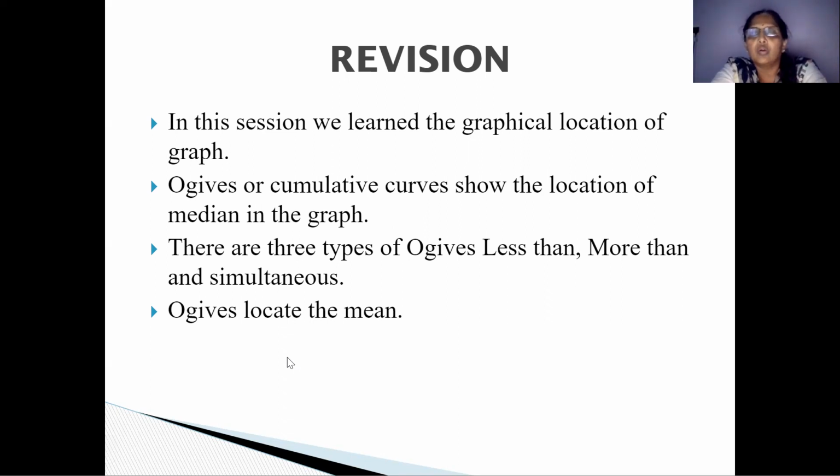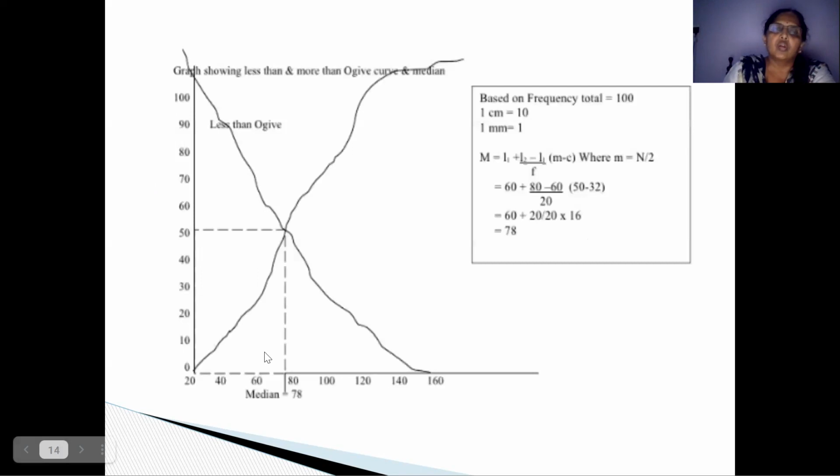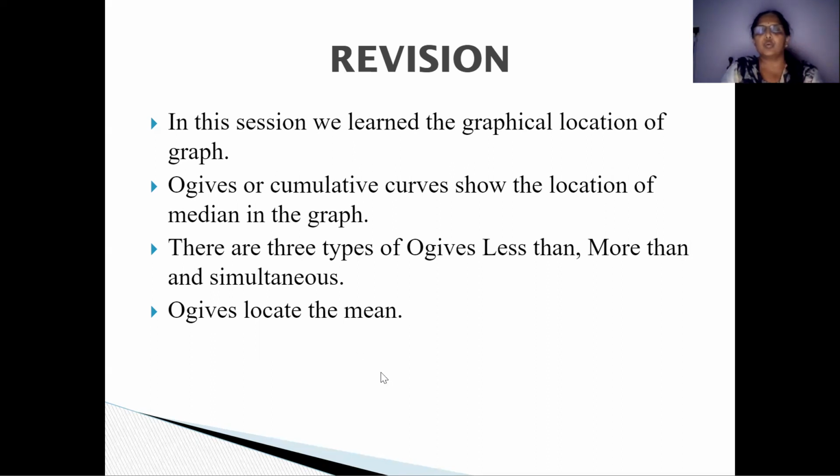In this session, I am coming to the conclusion part. We learned the graphical location of the median. Ogives and cumulative Ogives are used to locate the median graphically. There are three types of Ogives: less than, more than, and simultaneous. That means we locate both, and through that we locate the median. So this is called simultaneous. These are the methods of locating the median through graphs. Now I am concluding the class. Thank you.